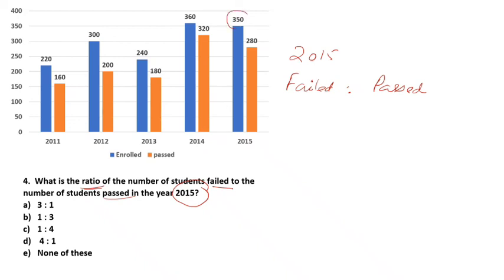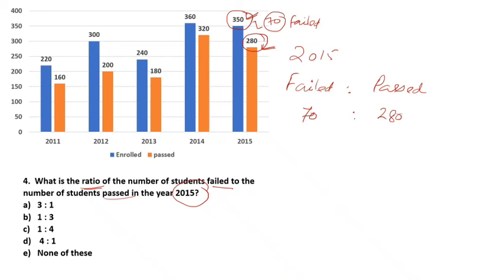So how many students were there in total? 350. Out of that, how many passed here? 280. So what is the difference? Difference will be equal to 70. So 70 students failed. Understand the concept very clearly. Out of 350, 280 students passed. So 70 students failed. So failed candidates are 70 and passed candidates are 280.